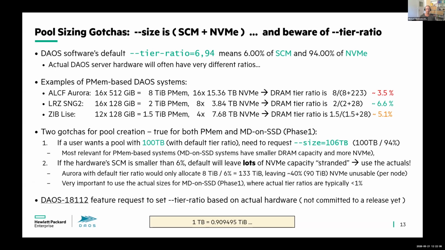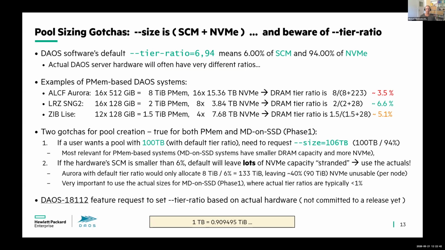The first thing is the tier ratio. We have a software default that says essentially tier ratio equals 6,94, which means 6% should be allocated to storage class memory and 94% should be allocated to NVMe. And when you use this option, the total has to add up to 100%. You cannot specify finer grain than that, but at least 2 digits you can use to specify the ratios in some scenarios where that is necessary.